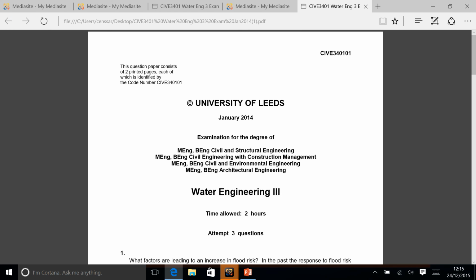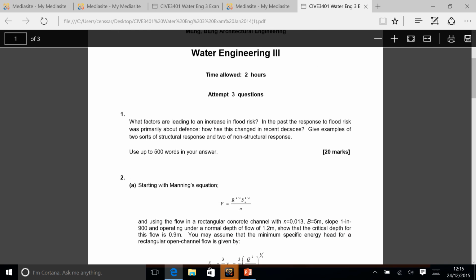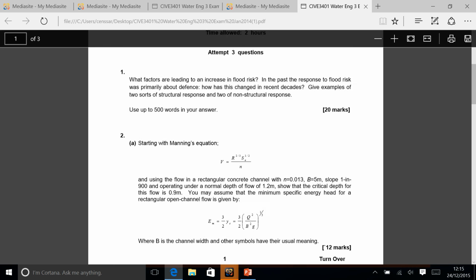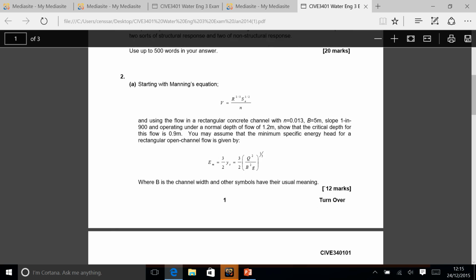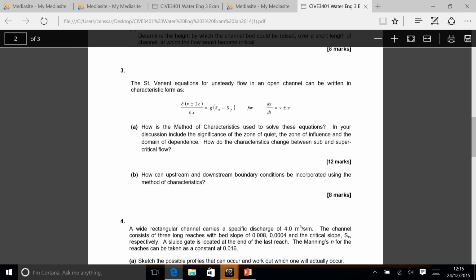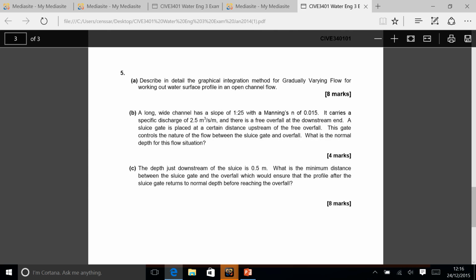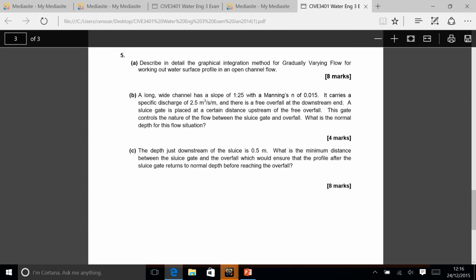So going back to looking at the 2014 paper, question 1 is not analytical. You just need to write a paragraph on FRM again. Question 2 is analytical. There's a video for that. Question 3 is not analytical, requires you to explain the Chezy equation. Question 4 is analytical. There's a video on that. Question 5 is analytical, and there's a video on that.